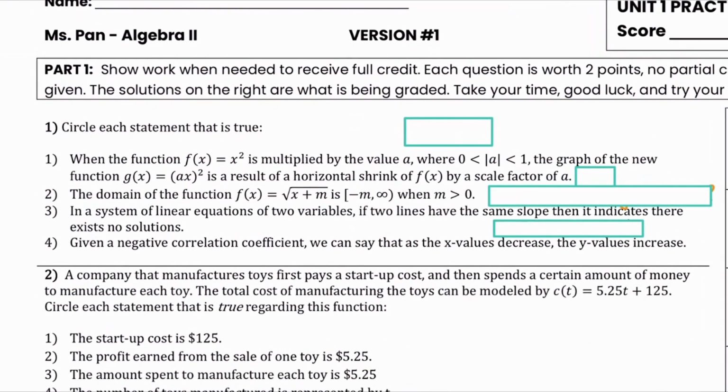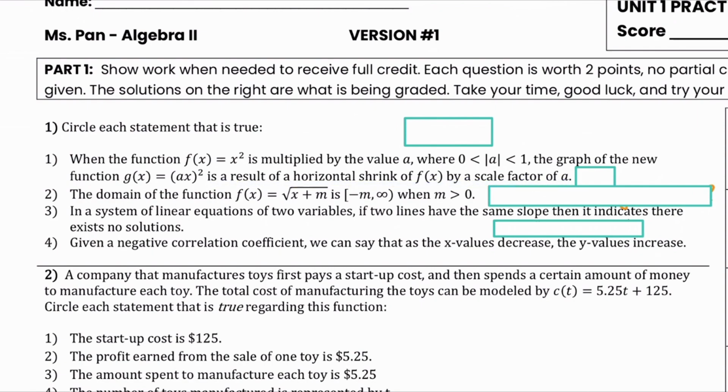Okay, so looking at number 1, they ask us to circle each statement that is true. So this question is all or nothing. You either get all of it right, or even if it's one thing that is wrong, you get the whole question wrong. So we have: when the function f of x equals x squared is multiplied by the value a, where 0 is less than the absolute value of a, less than 1, the graph of the new function g of x equals (a times x) to the power of 2 is a result of a horizontal shrink of f of x by a scale factor of a.